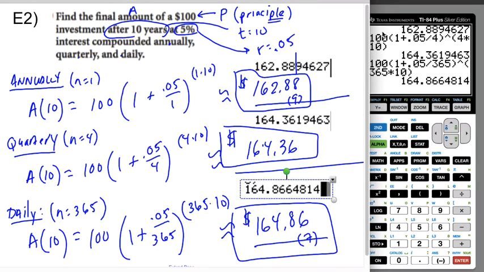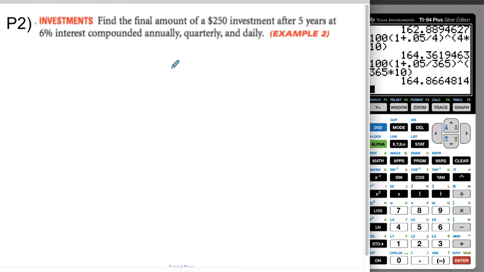Now we're going to write a program to do this a lot easier in a second. All right, so go ahead and try a P2. Same idea, right? So find the final amount, which would be A, right, of a $250 investment. That means how much you put in, which is the principal, right? After 5 years, 6%, and then they ask you to do 3 different options, right?